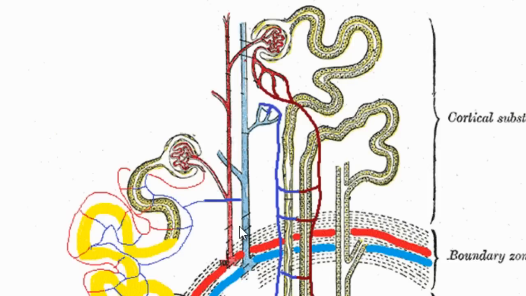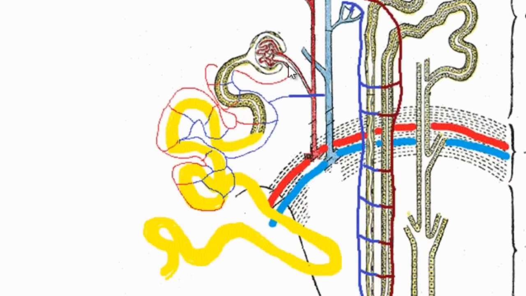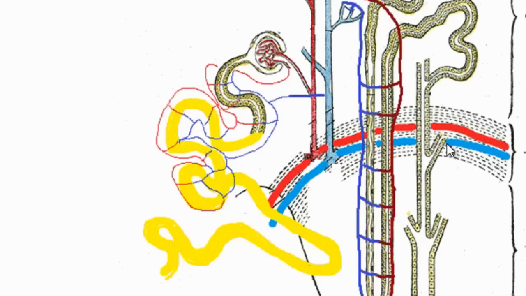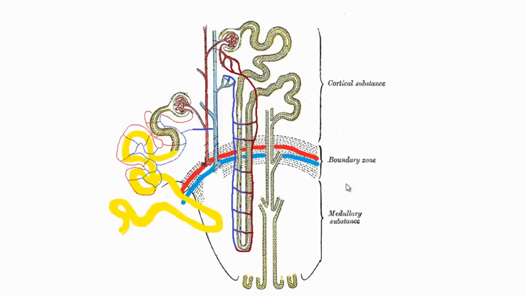So what happens with the cortical nephron? Well, we've got the afferent arteriole coming off the interlobular artery. It goes into the glomerulus within the Bowman's capsule, and then out comes the efferent arteriole. And then the efferent arteriole forms these peritubular capillaries. So peri meaning around, tubular referring to the renal tubule. So you've got this sort of network of capillaries running over the renal tubule, and then this drains back into the interlobular vein, and then it follows the same course back into the arcuate vein, back into the interlobar veins, and then ultimately back into the renal vein. So that's the blood supply of the kidneys.